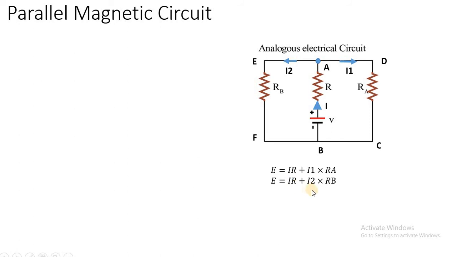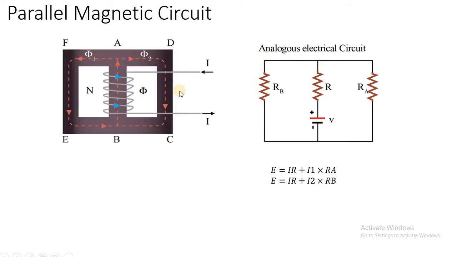Okay. Now I wanted to show you this because you can easily understand the electrical circuit. Now in a similar way, I want to show you the magnetic circuit, which is called a parallel magnetic circuit. Now let's see. This is called a parallel magnetic circuit.